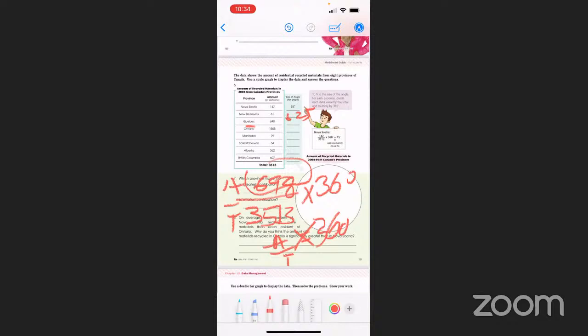698 divided by 3513 gave me 0.1. Then times that by 360, I get 71.5. 71 degrees. So that is your answer for this one. Now for Ontario, can you do this? Aya, can you also participate? Okay, so Haika and Aya both do this question.